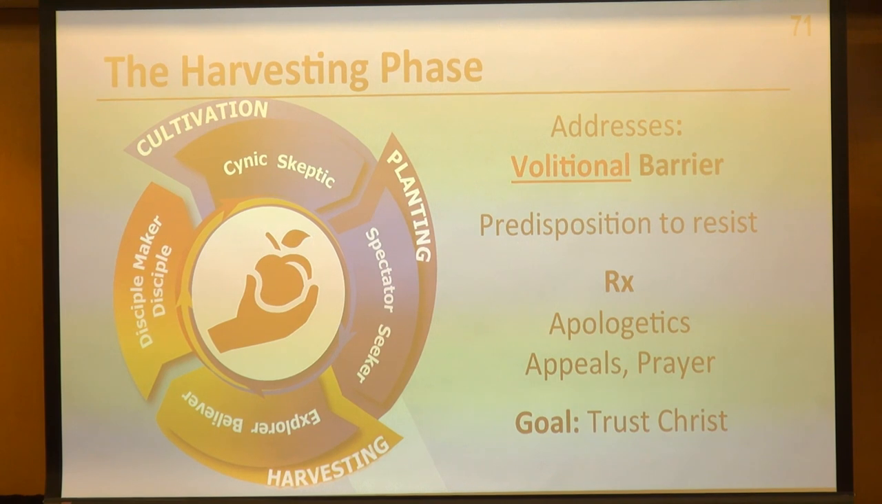So this is the volitional barrier. And remember, it's a predisposition to resist the gospel altogether. And it's really about a bad nature. And that's what we're up against here. People are dead spiritually. So this is a time for apologetics, appeals, but especially prayer. And our goal is that people will trust Christ. And I would probably say this is true. Almost nobody comes to Christ without prayer in some way.